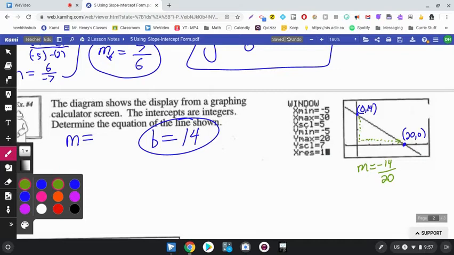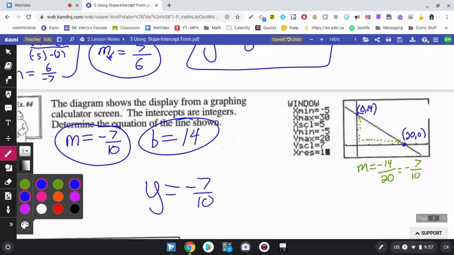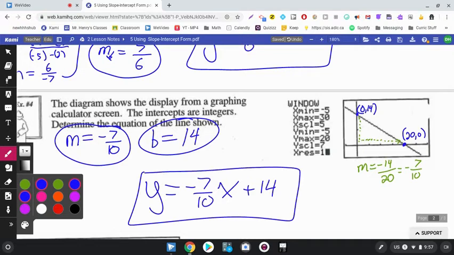And then, of course, I have to reduce that. So it's going to be negative. Those are both divisible by 2, and I would get 7/10. Okay? So I'll put that over here, -7/10. Well, there it is. Both of the pieces. All I need is those 2 pieces. If I want to write the equation now, I use slope-intercept form. -7/10 x plus 14. Good to go. Done. All right? So just another way for me to give you the information.